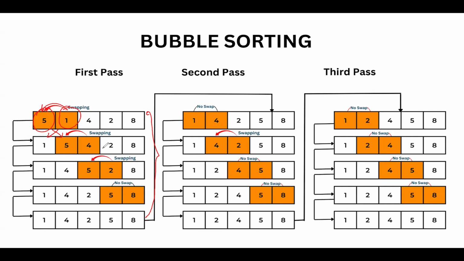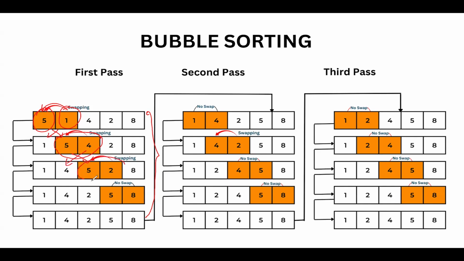I will not stop here. This pass will continue by swapping the next two elements. Now I'm done with the first one. Now I'm comparing this, but this is in the same order, hence there is no swap. So 4 is lesser than 5, hence I'm going to swap. As you can see, 4 has come here and 5 is here.